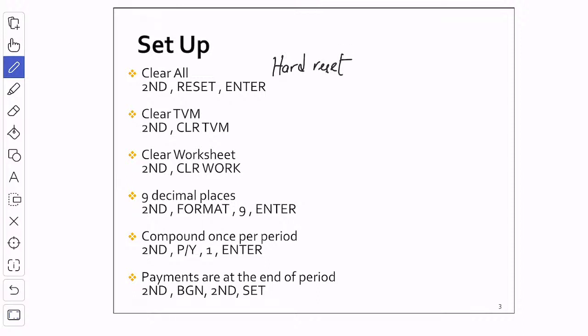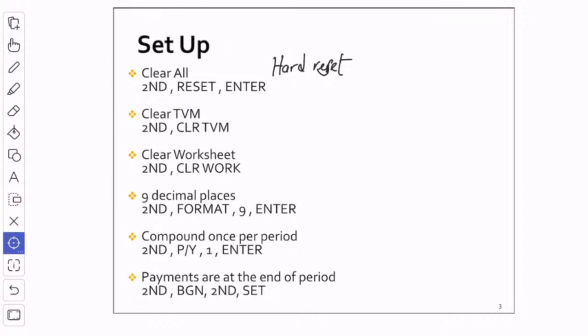Okay, so this is a hard reset. And this will clear everything. It'll reset your calculator to the manufacturer settings. If you got the HP 10B II and you can't figure it out, there are YouTube videos, and I also have some slides if you want me to share them with you. Email me if you want them. All right, so that's the hard reset. That'll reset the entire calculator.